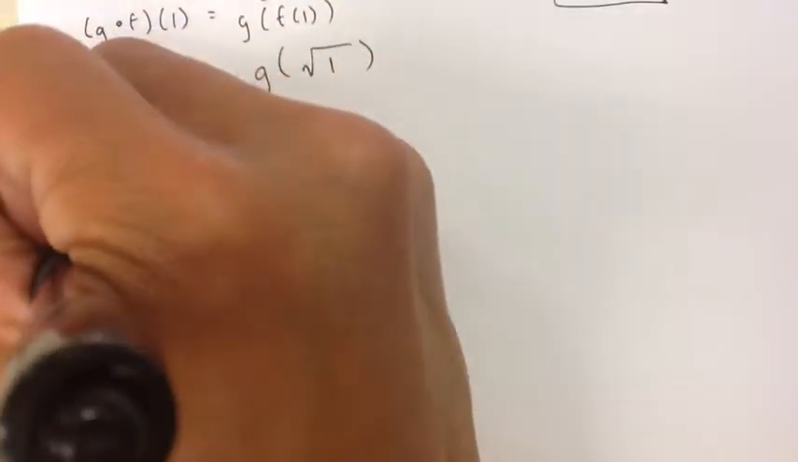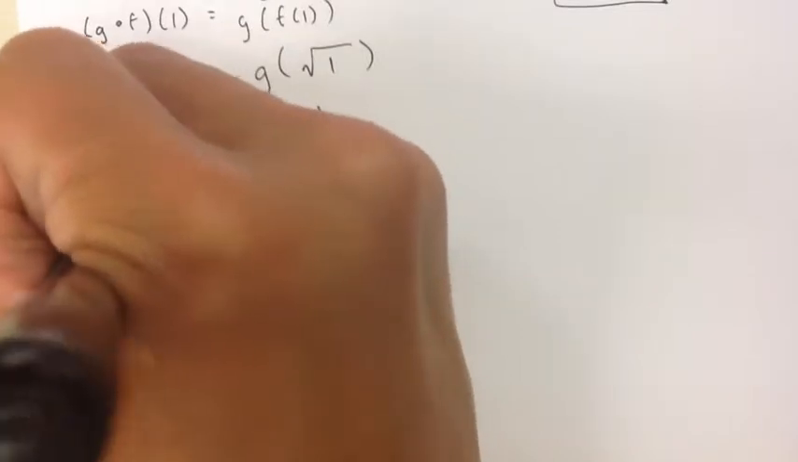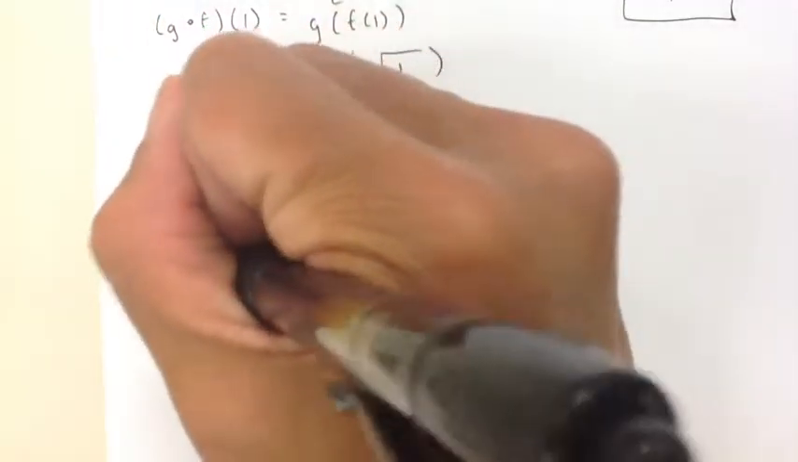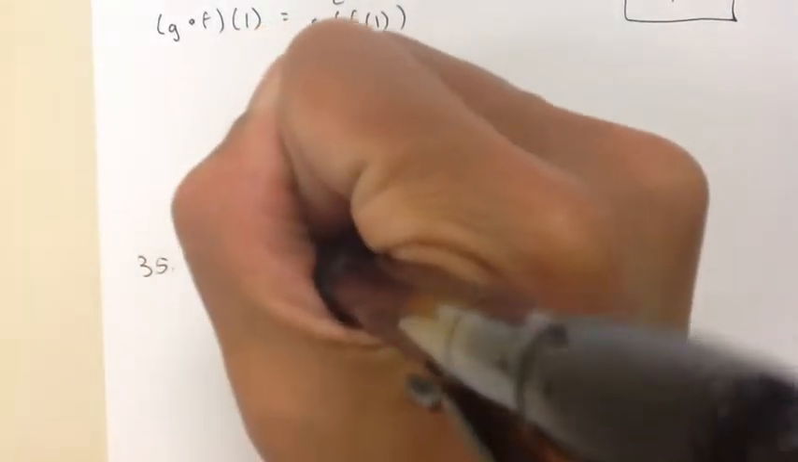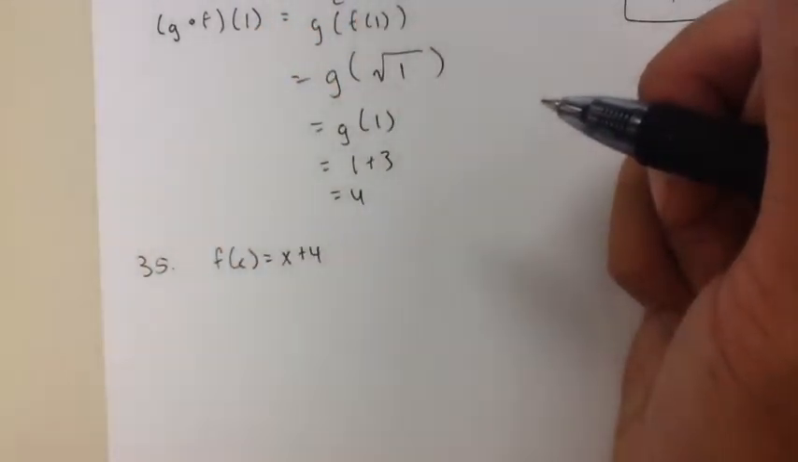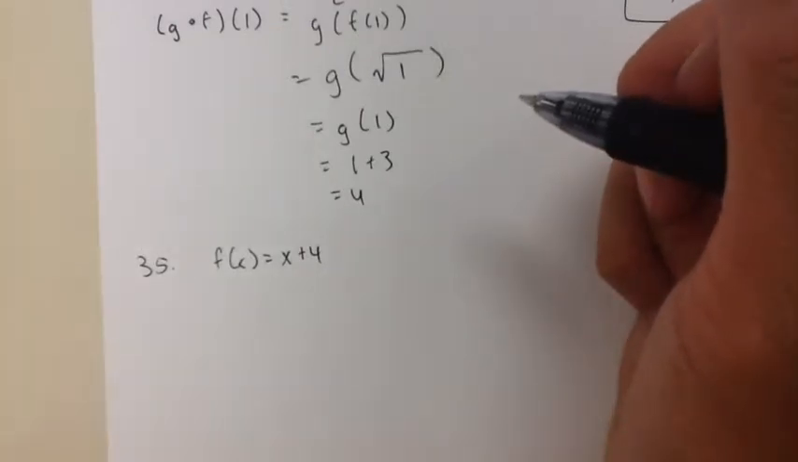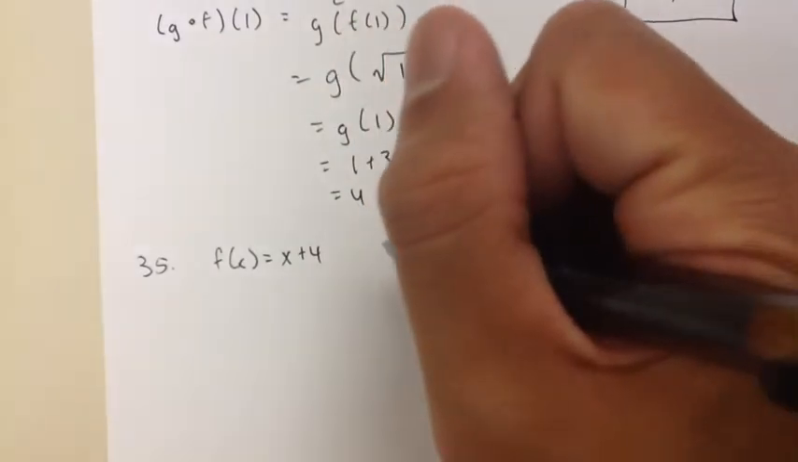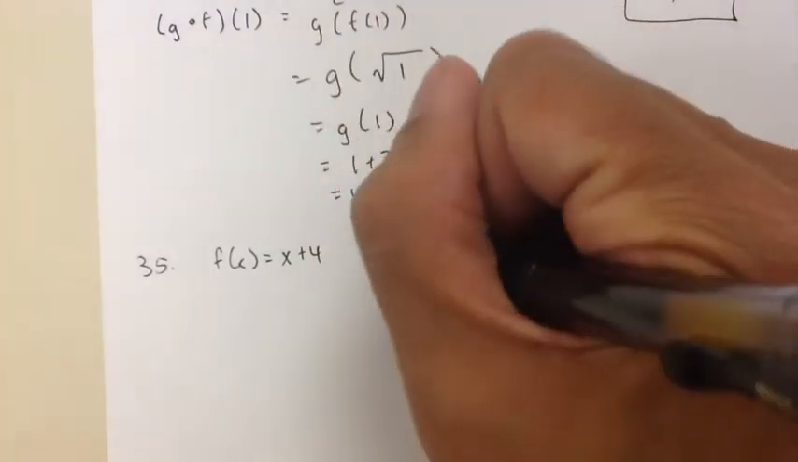Let's move down to number 35. First, it asks whether a function is one-to-one. One-to-one means that there's only one value of x for every y value. So you could not have anything like a parabola because it does not pass not only a vertical line test, but a horizontal line test.